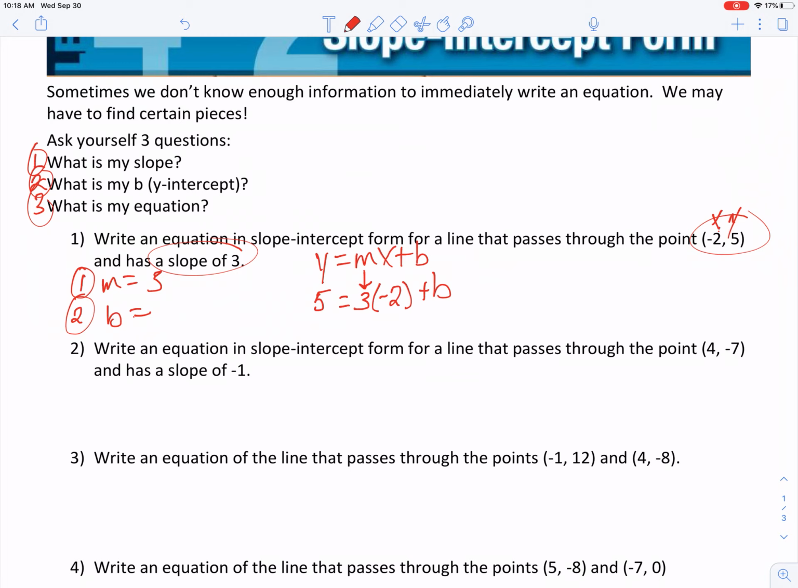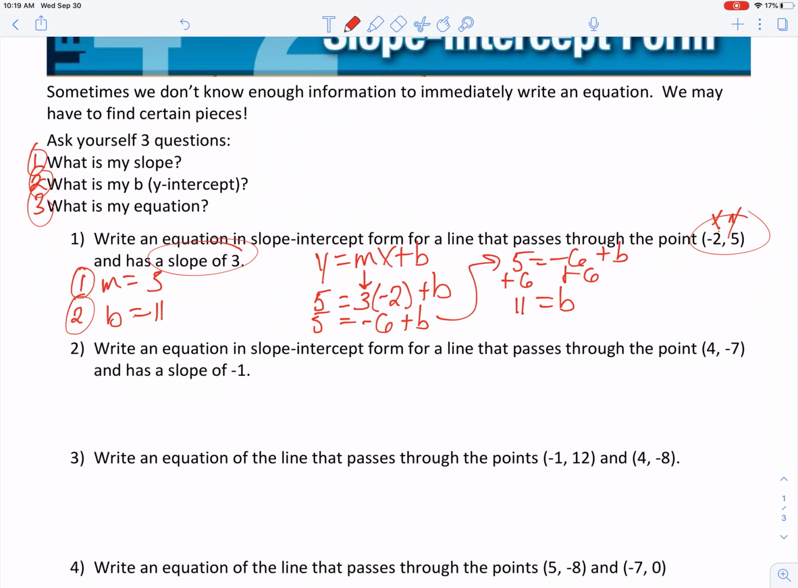3 times -2 is -6. Looks like to get b by itself, I should next be adding 6 to both sides. And 5 plus 6 is 11. So b equals 11.